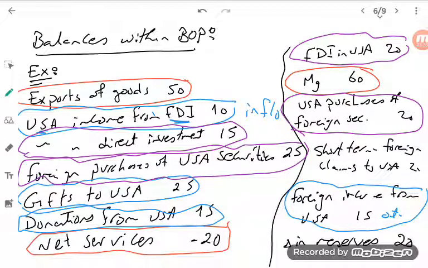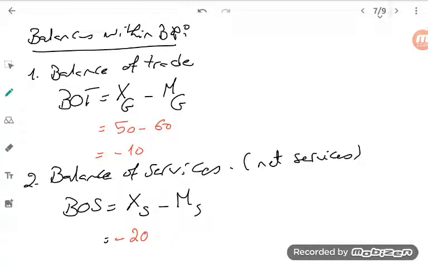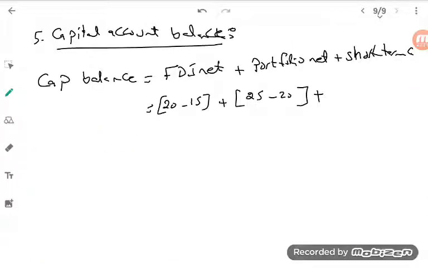What about short-term capital? Short-term capital is short-term foreign claims to USA, which is inflows by 20 and 0 outflows. So the final will be 30.